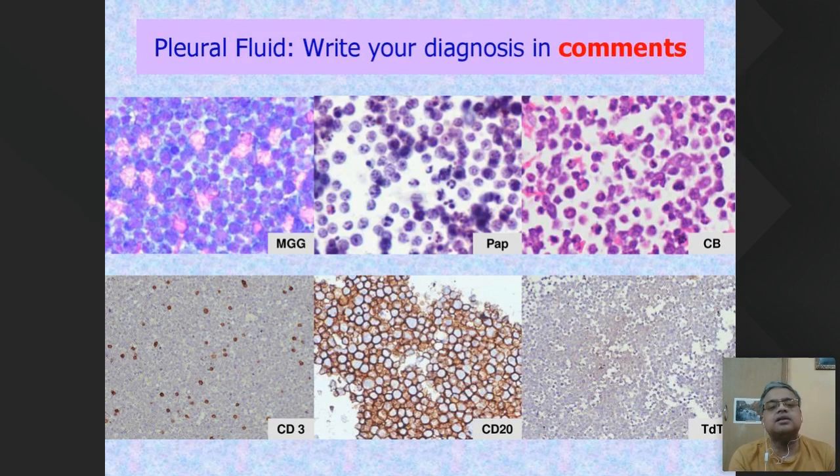So here we have a very cellular pleural fluid. I have not given you the age, but let me give you the age. It's 20 years old. There are lymphoid cells. These lymphoid cells look a little immature. They have some blue cytoplasm and a blast-like appearance. If you look at this, these are also lymphoid cells, but they look immature on the PAP stain. In the cell block, you have immature lymphoid cells like this. If you do a CD3, you find that the CD3 is staining very few of these. CD20 is staining the majority of cells, and TDT is negative.